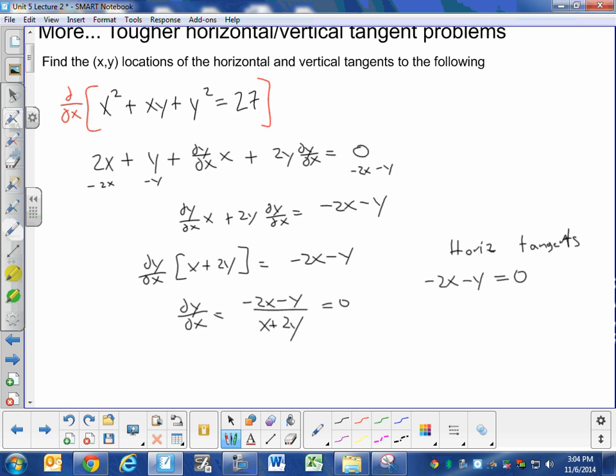This is what you should have done on your quiz. However, unlike your quiz, we don't have an easy answer that we can see for x or for y. We have an equation. We have negative 2x minus y is equal to 0. What do I do now? We have a system of equations.